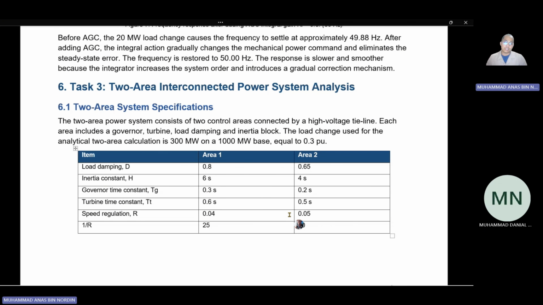My project is the two area system specification, which is we have the two area power system consisting of two control areas that are connected by a high voltage tie line. Each area includes a governor, turbine, load damping, and inertia block. The load change used for the analytical two area calculation is 300 megawatt at 1000 megawatt base equal to 0.3 pu. As you can see in the table, we have the items for area 1 and area 2: the load damping, the inertia constant H, governor time constant TG, turbine time constant, speed regulation R, and 1 over R for both areas.